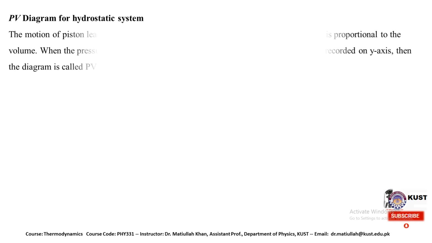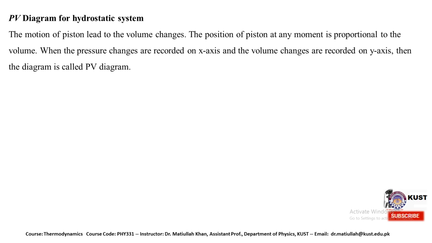So we have a PV diagram, that is a pressure-volume diagram for this particular hydrostatic system. When the piston moves, volume changes are created inside the cylinder. The position of the piston at any particular moment is proportional to the volume of the system, and the pressure changes are recorded on the x-axis and the volume changes on the y-axis. So this particular diagram is called a PV diagram.